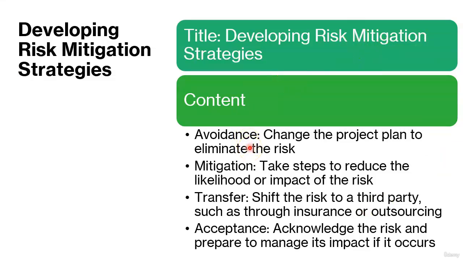After prioritizing the risk, it is time to develop strategies to manage them. Common risk mitigation strategies include avoidance. Change the project plan to eliminate the risk entirely. Mitigation. Take steps to reduce the likelihood or impact of the risk, such as implementing new processes or adding resources.